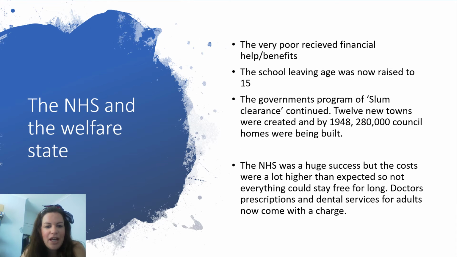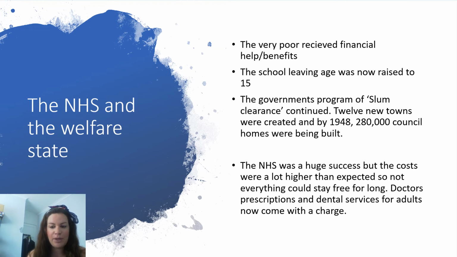So with the NHS, we've got this welfare state as well. So obviously the Labour government was elected in, and Clement Attlee, the new Prime Minister, said that he would set up this welfare state. So as we get the NHS, we've also got all these other benefits. So the poor are receiving financial help and benefits. The school leaving age is raised to 15 so that every child had a chance to get a decent education to help them progress in life. And the government's programme of slum clearance continued.